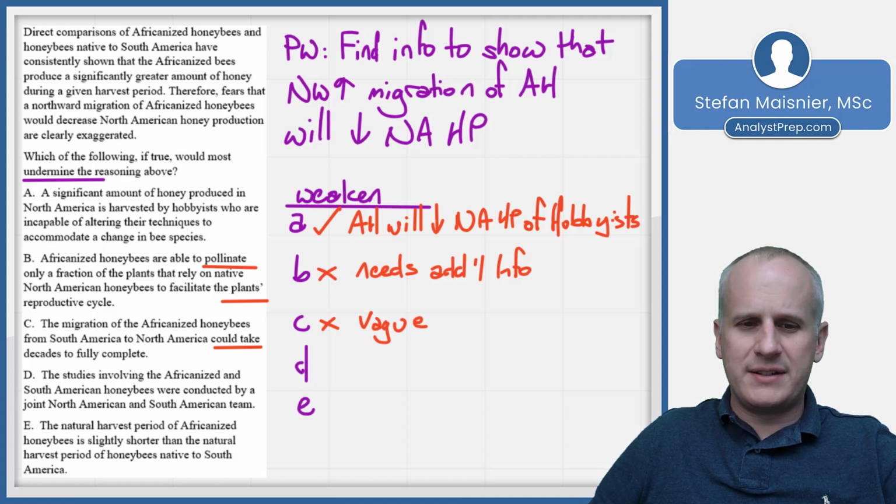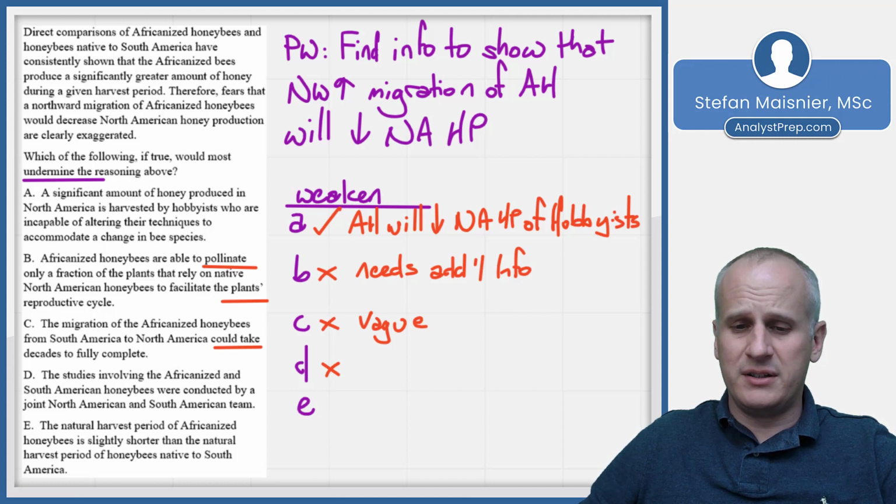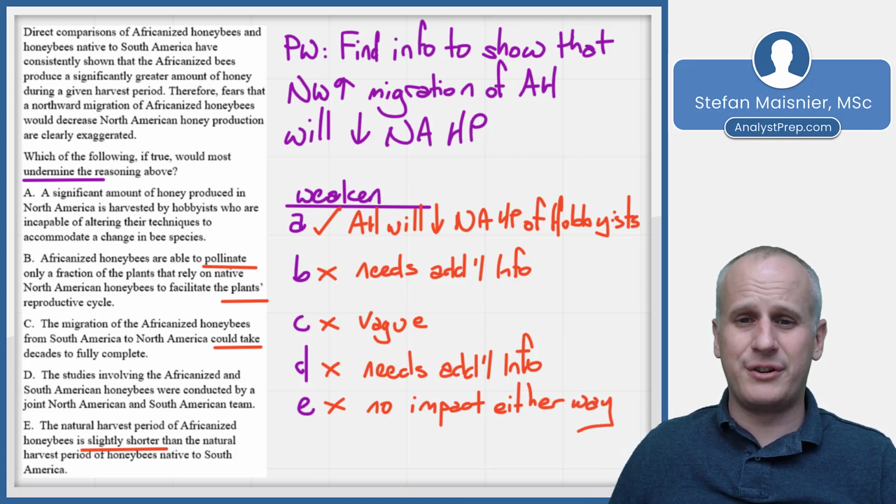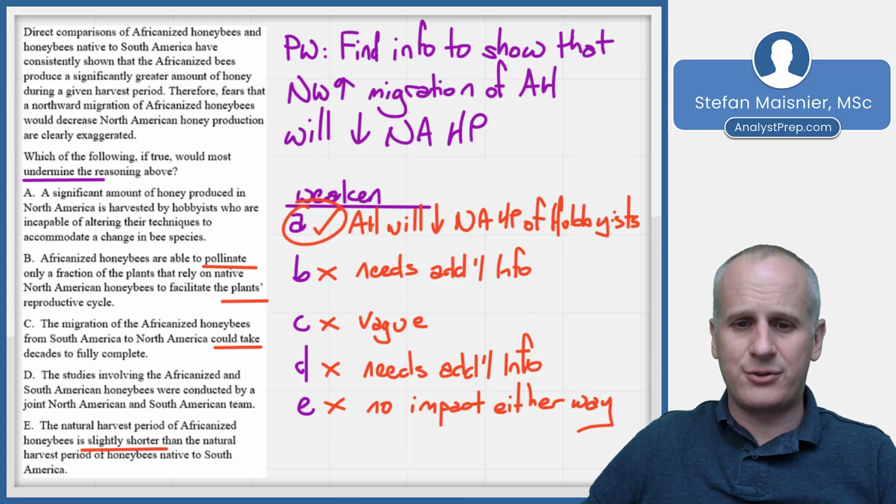Studies involving the Africanized and South American honeybees were conducted by a joint North American and South American team. Okay, again, wonderful. I have no idea. That needs additional information. And lastly, we've got the natural harvest period of Africanized honeybees is slightly shorter than the natural harvest period of honeybees native to South America. Okay, slightly shorter. I mean, if it's just slightly shorter, that probably has no impact either way, or would need additional information. And we can, again, be a little bit more assertive once we've got that good check mark at choice A.